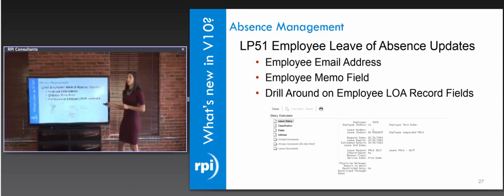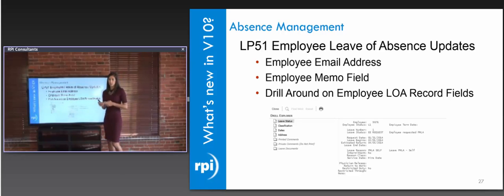There's also an employee memo field. I think it's 60 characters, and you can just enter any additional information that you have about the leave. And then there's a drill around on the employee leave of absence record field. So you can drill around on beginning of leave, estimated return, reason for leave, and leave status. This is just a little screenshot showing you what that drill would look like.